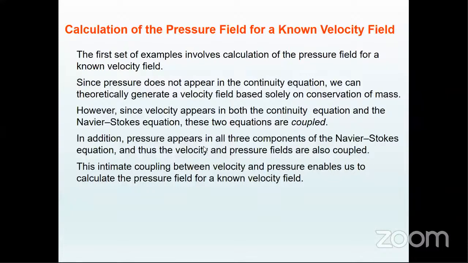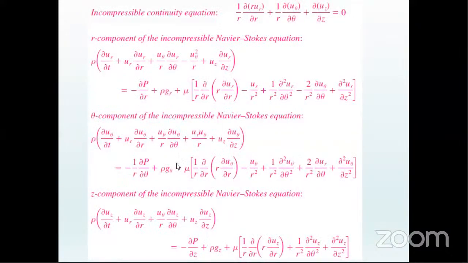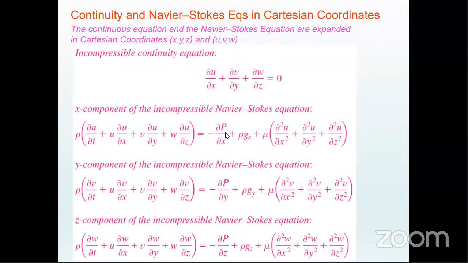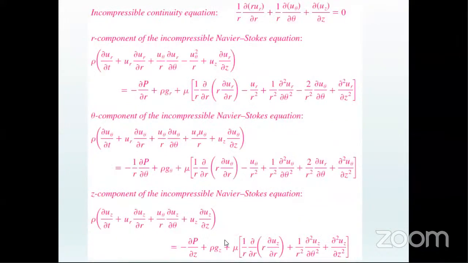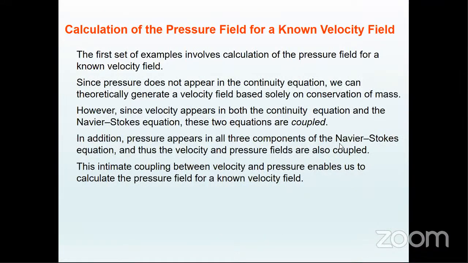In addition, the pressure appears in all three components of the Navier-Stokes equation: the x component, y component, and z component, or maybe the r, theta components. That is del p by del x, del p by del y, del p by del z, right? Del p by del r, del p by del theta, del p by del z. Since the pressure appears in all three components of the Navier-Stokes equation, the velocity and pressure fields are also coupled.